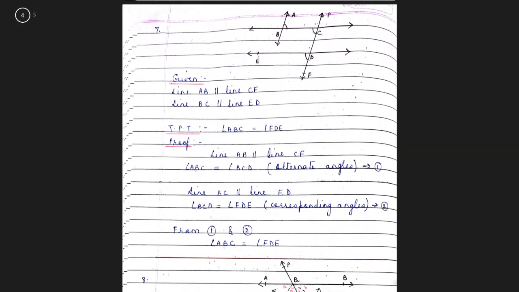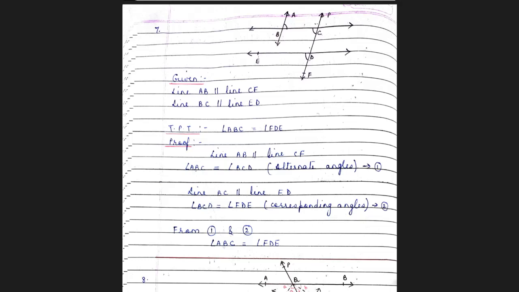Now question number 7 is like this. This is your figure. You are given line AB is parallel to line CF, and line BC parallel to line ED. What must you prove? Angle ABC equal to angle FDE. This is what you have to prove. How is the proof? Line AB parallel to line CF, given. Therefore, angle ABC equal to angle BCD, alternate angles. Write it as equation number 1.